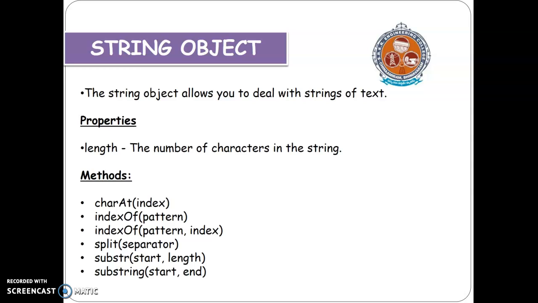String object. The string object allows you to deal with strings of text. Here the property is the length of the string, and the methods are charAt, which gives the character at the index, indexOf(pattern, index), split(separator), and substring(start, end).